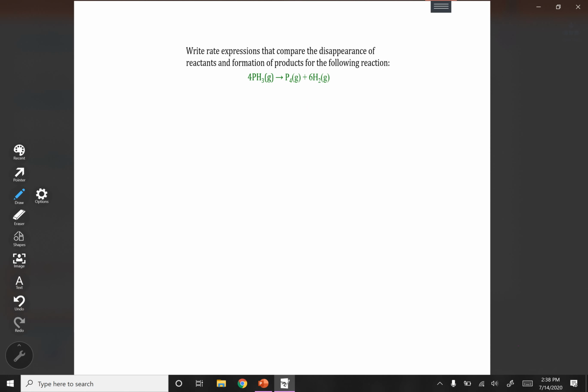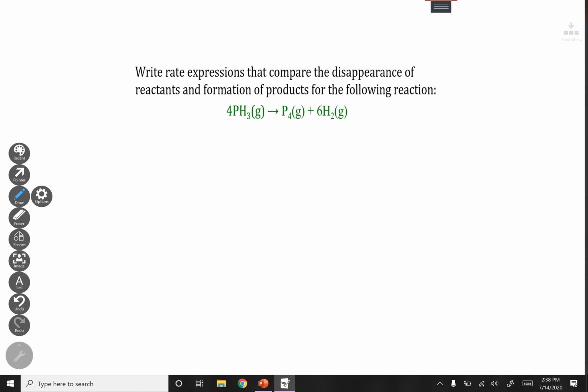So with this one, they just want us to write this type of rate. They want us to say rate, and remember this general form of just 1 over a times the change in concentration of A over delta t. So they want us to write something like this, just this very general form.